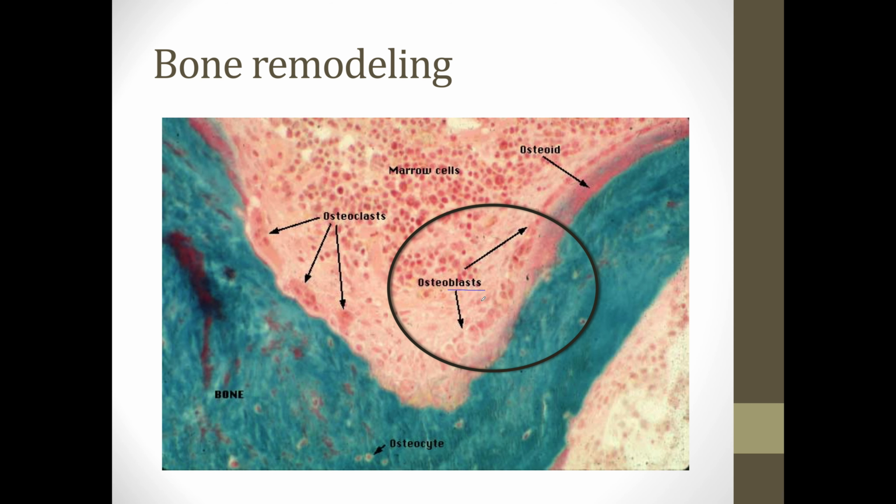Blast means to build. So osteoblast: osteo means bone, and blast means build. Osteoblasts are the cells that build bone. They spit out a liquid substance called osteoid. Osteoid is like cement. So in the same way you make a sidewalk or a driveway, they pour liquid cement, and over time it hardens.